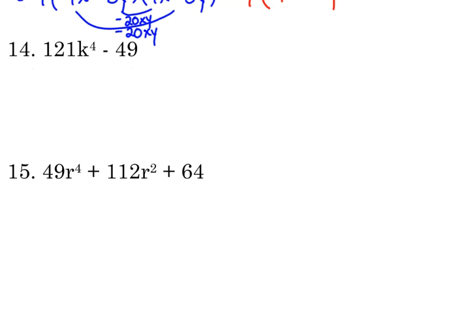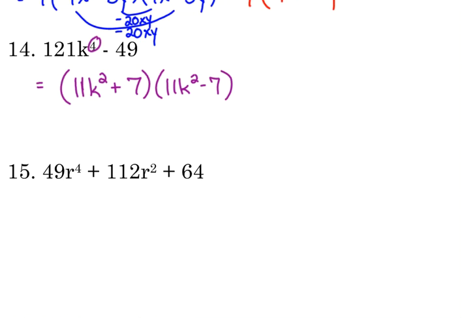Okay, two more. 14 and 15. Number 14, what's going on? What do we call that? Two terms minus perfect squares. So it's called the difference of perfect squares. It's just our perfect square here has a higher power. So 11k squared; when we square k squared, we get k to the fourth. So 11k squared plus 7, 11k squared minus 7 is how number 14 factors.